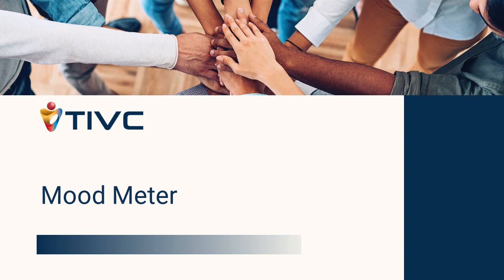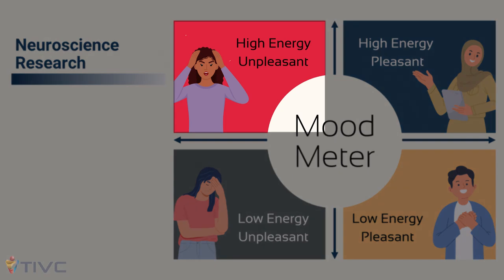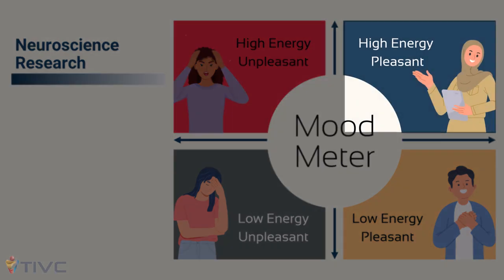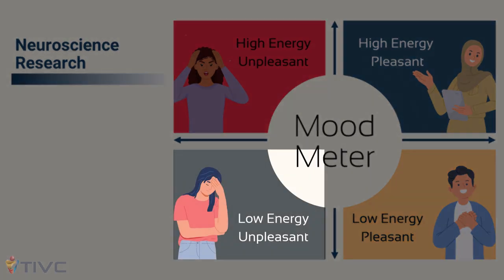In this video, we'll provide you tips for how to use your mood meter, a reflection tool for fostering self-awareness and understanding of your emotions. The mood meter is based on neuroscience research, which found that our emotions are created by two neural pathways in our brains: valence, or pleasure and displeasure, and alertness, or high and low energy. These two axes intersect, creating four quadrants: high energy unpleasant, high energy pleasant, low energy pleasant, and low energy unpleasant.